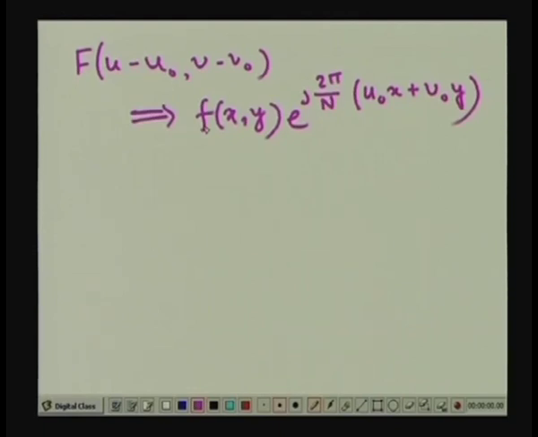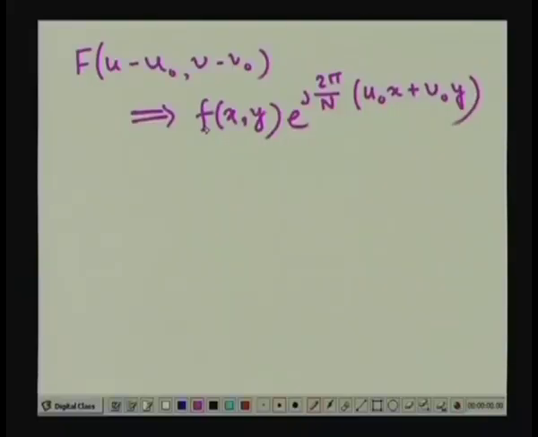with translation, and we have found that the shift in f(x, y) by, say, (x naught, y naught) does not change the Fourier spectrum of the signal. What we get is just an additional phase term introduced in the Fourier spectrum.